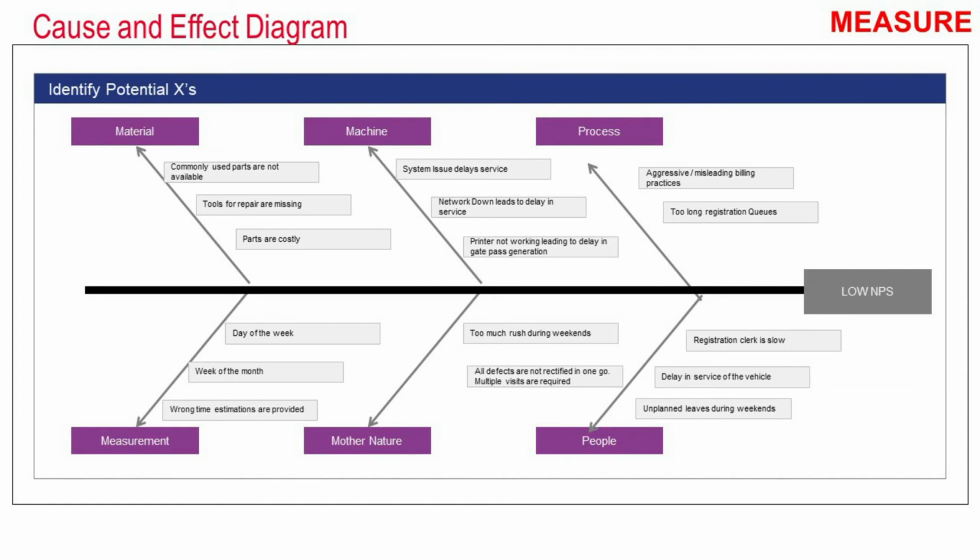The measurement has three sub causes. One is the day of the week, another is the day of the month, and the third one was wrong time estimations provided to the customer, which was leading to huge customer dissatisfaction because the team was not able to meet their promises in terms of delivery time, and hence the low NPS score.